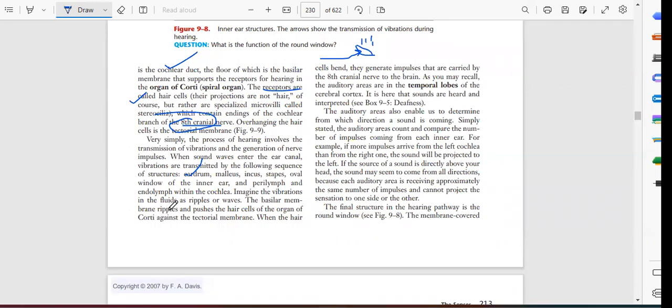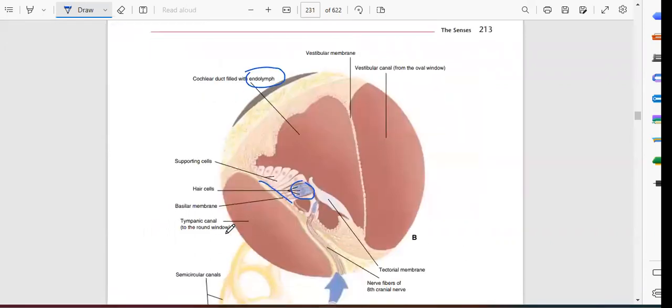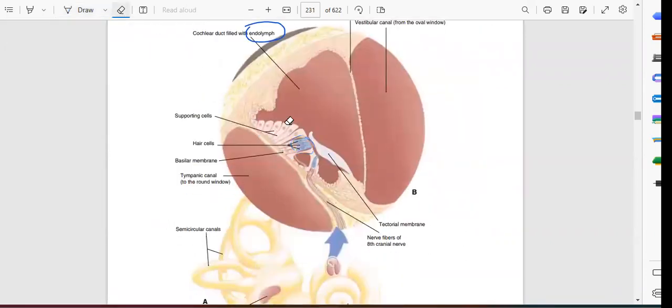So imagine the vibrations in the fluid are ripples or waves. The basilar membrane ripples and pushes the hair cells of the organ of Corti against the tectorial membrane. When the hair cells bend, they generate impulses carried by the eighth cranial nerve. So what will happen? Here you can see that image. Basically, if the wave is coming into the cochlea, we have the basilar membrane, and on the basilar membrane we have hair cells. These hair cells are connected to the eighth cranial nerve. Here it is going on. So what will happen?